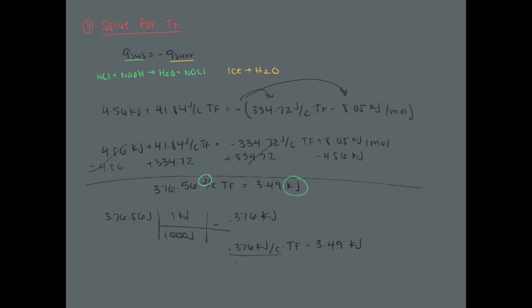So divide both sides by 0.376. And then when we do that calculation, our final temperature is equal to 9.26 degrees Celsius, and that's your final answer.